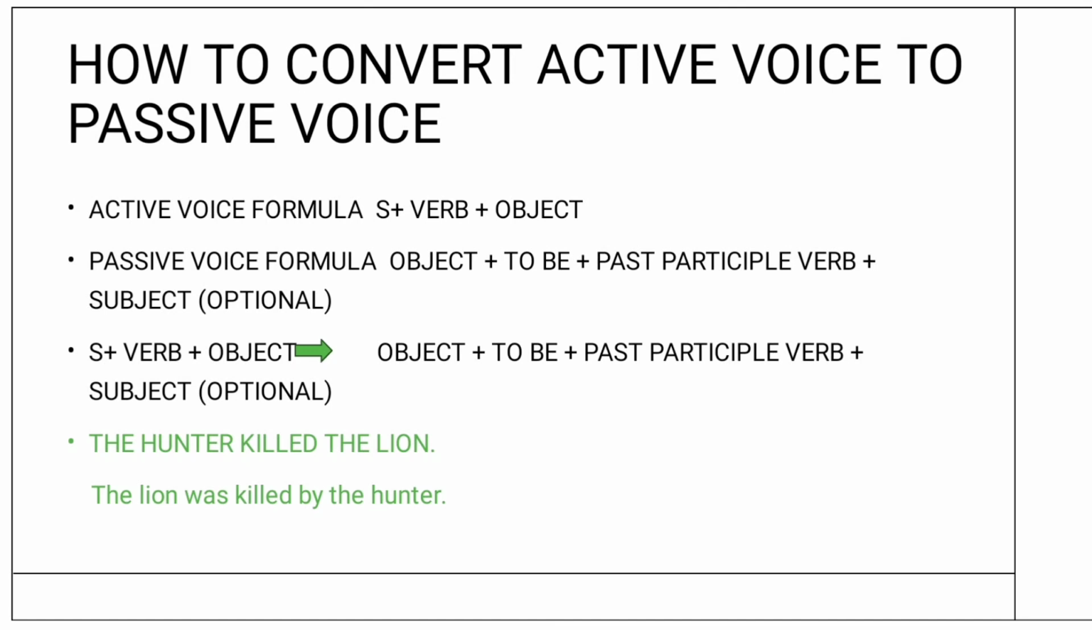So remember, mostly we use active voice while we are talking in modern English, but whenever we are writing a book or novels or a newspaper, we use passive voice. I hope it is clear how to convert active voice to passive voice. This is the main thing we have to remember: subject plus verb plus object will convert into object plus be form plus past participle verb plus by plus subject.